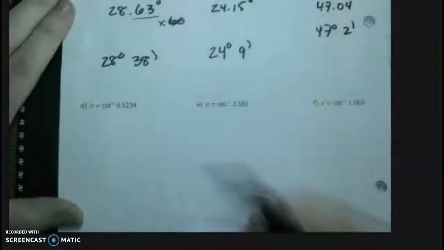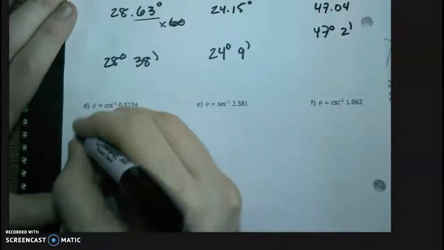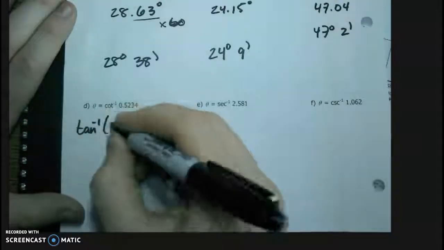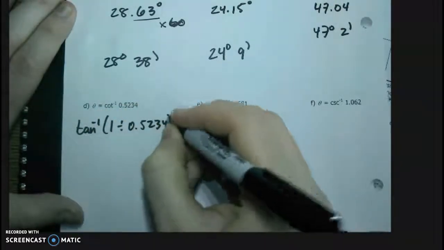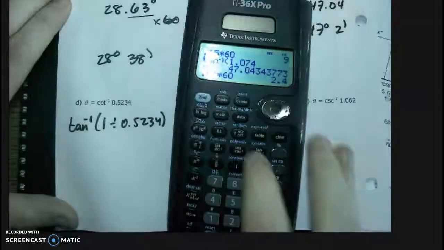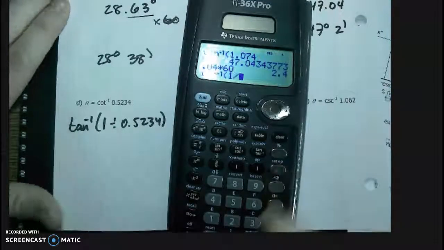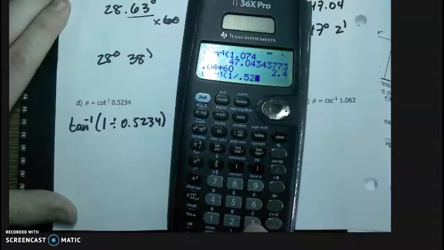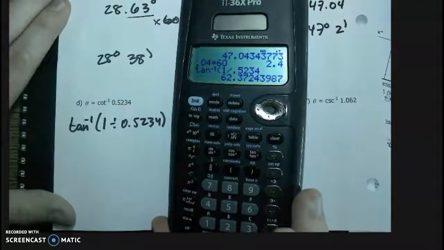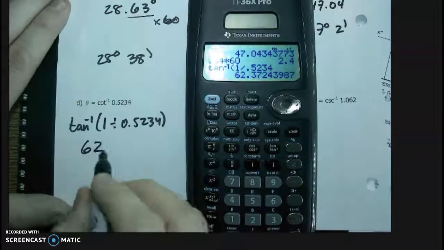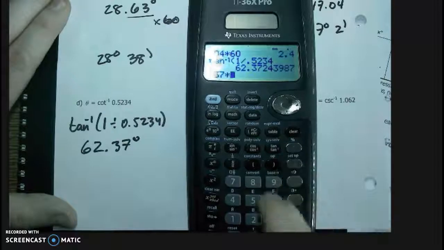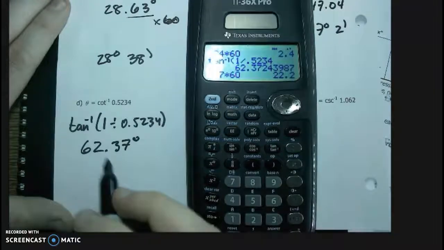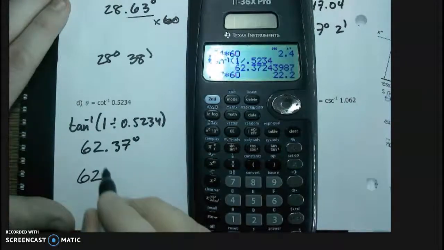Cotangent, I don't have a cotangent button, so I'm going to do inverse tangent of 1 divided by 0.5234. Inverse tangent 1 divided by 0.5234. 62.37. And if I take my 0.37 times 60, I get 22.2, so 22 minutes.